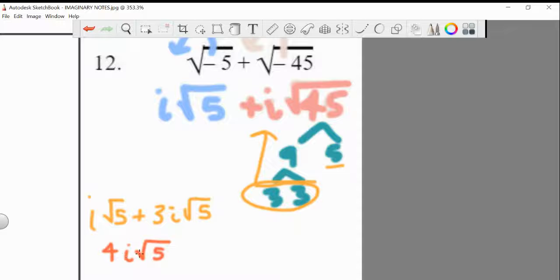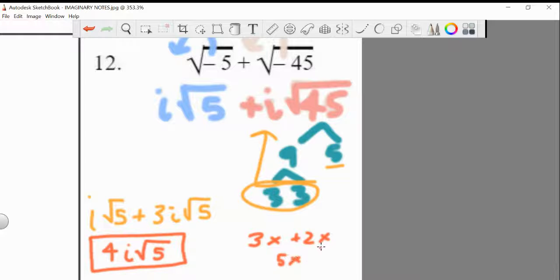Okay, this i is treated exactly like any other variable. Okay, it's treated just like an x. And so we don't actually change these two i's when we add them together, just like if we did 3x plus 2x, and we would say that was 5x, right? It doesn't actually change the i's, it just adds them together.